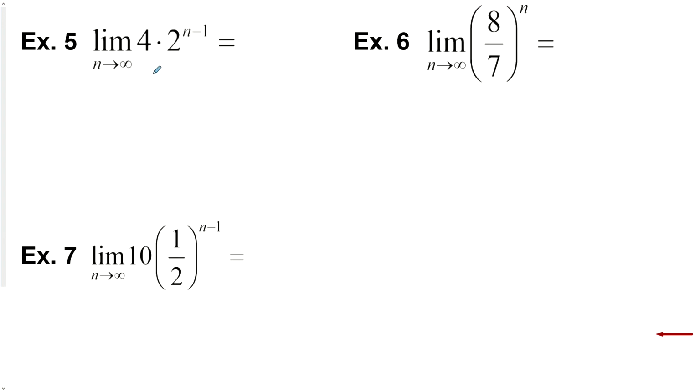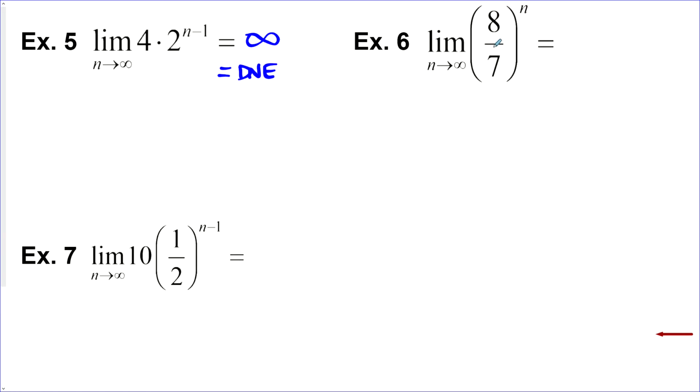Let's find the limit of these geometric sequences as n approaches infinity. So the first one here looks like it has a term 1 of 4 and a common ratio of 2. But if we let n approach infinity, we're going to have 2 to the power of infinity minus 1. Now infinity minus 1 is infinity. And 2 to the power of infinity is also infinity. And 4 times infinity is still infinity. So this thing is going to head off to infinity, which means that the limit does not exist.